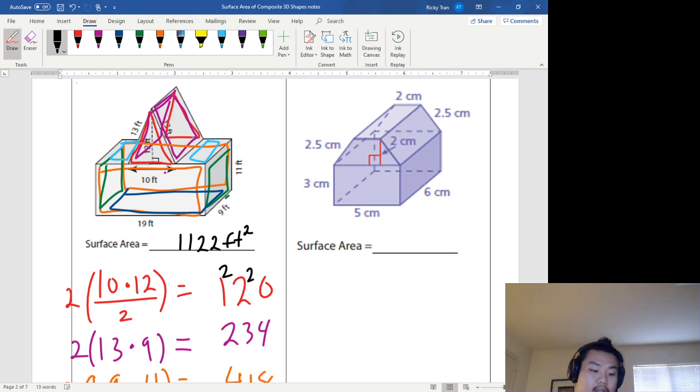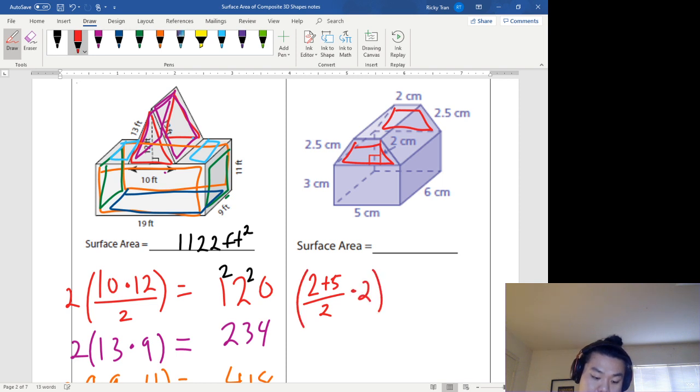All right. Let's keep going. Let's finish this one. So let's start with this one here, this trapezoid. And remember, the trapezoid is base 1 plus base 2 divided by 2 times the height. Okay, so the height is going to be 2, and the base 1 and base 2 is going to be 2 and 5. So 2 plus 5 divided by 2 times 2 times 2, because there's 2 of those shapes.